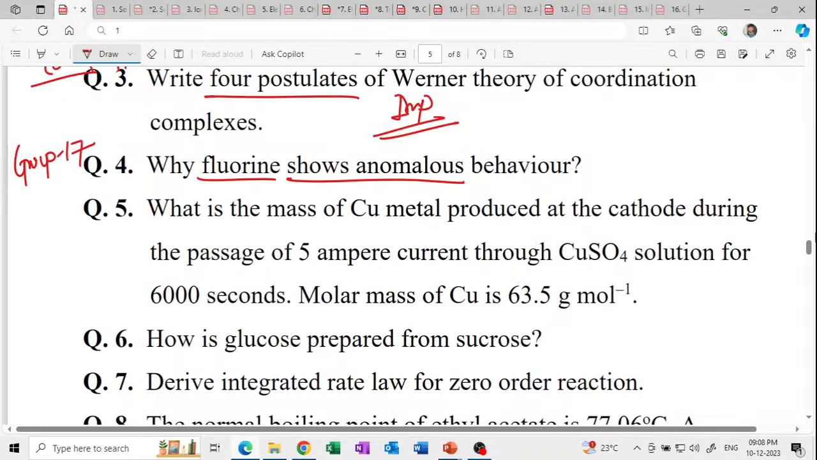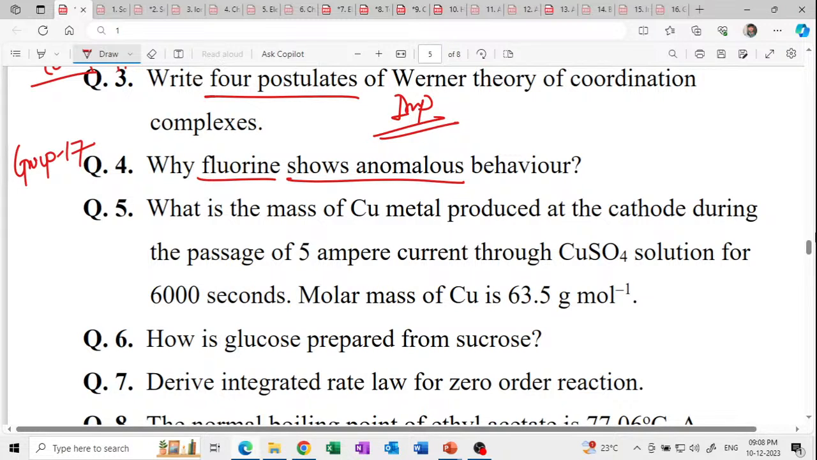What is the mass of the copper metal produced at the cathode during the electrolysis with 5 ampere current? So this is a question from electrochemistry. The current is 5 ampere through the copper sulfate solution. I is equal to 5 ampere. What is the time? T is equal to 600 seconds, and the molar mass is given.